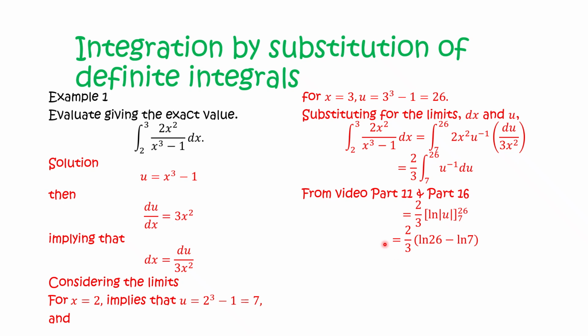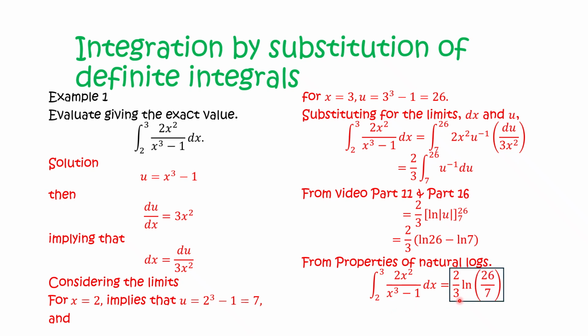Now, simplifying further, we would just simply substitute what we have in our limits, starting with the upper limit, of course, subtracting what we would get from the lower limit, so that we have 2 over 3 times natural log of 26 minus natural log of 7. Now, simplifying this further according to the laws and the properties of natural logarithms, we are going to get our final answer as 2 over 3 natural log of 26 over 7.